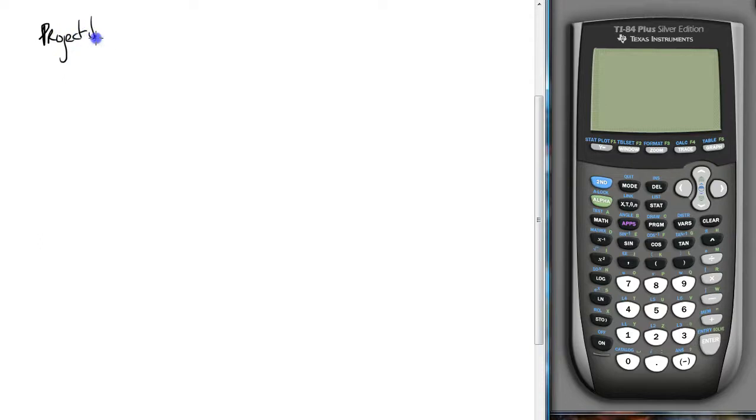Projectile motion has a formula that we're going to need. Actually, two formulas you're going to need to know. So starting off, let's think about this first. We have a velocity vector, and we're going to call this velocity vector v.